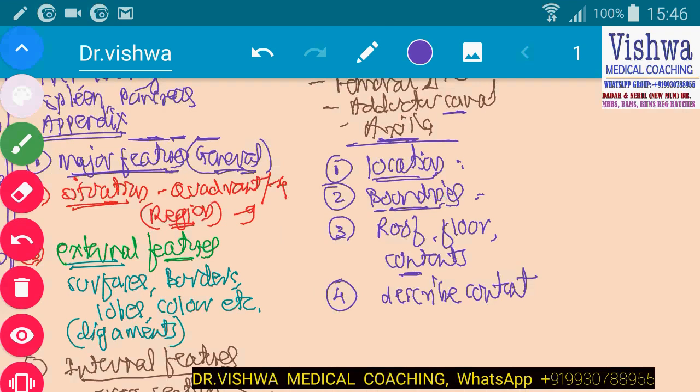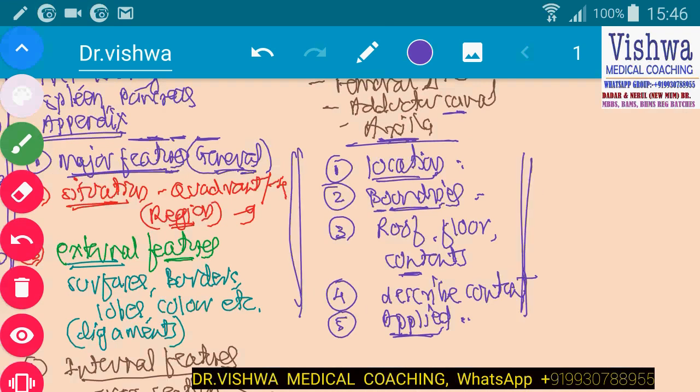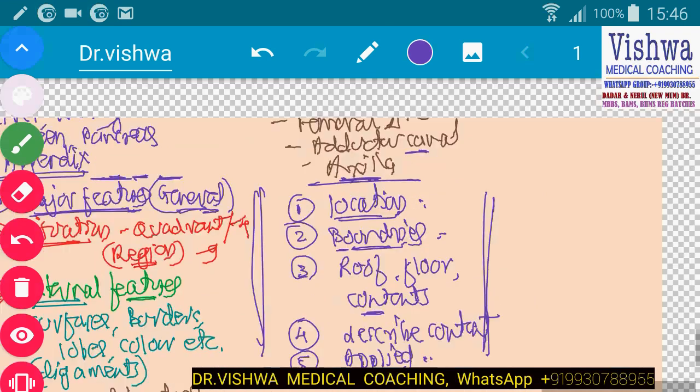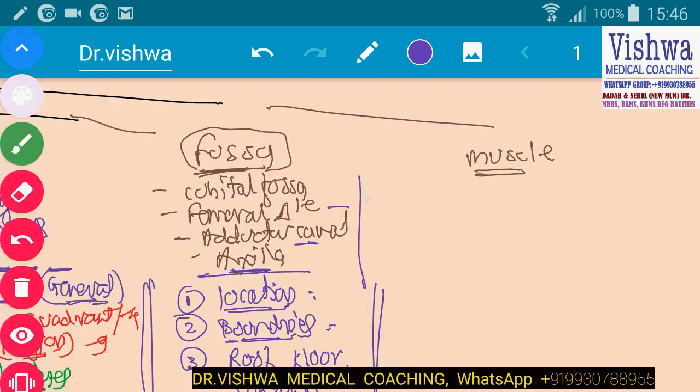Fourth, describe the contents. Like for example, femoral triangle, describe the femoral artery, femoral vein, femoral sheath. Fifth, applied. Cubital fossa is the most common location where the blood collection is happening. We take the blood pressure by auscultating in the cubital fossa. So again the general contents.